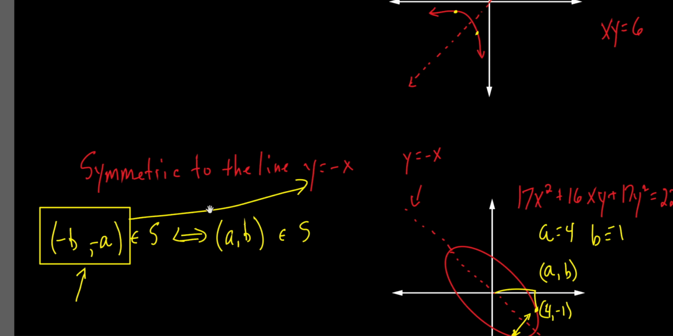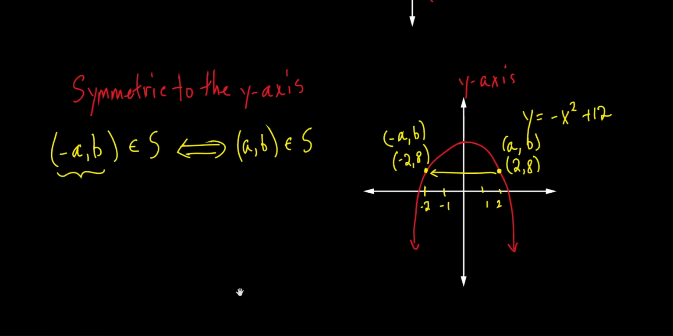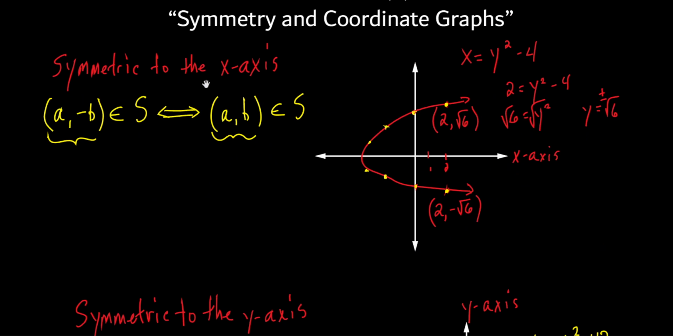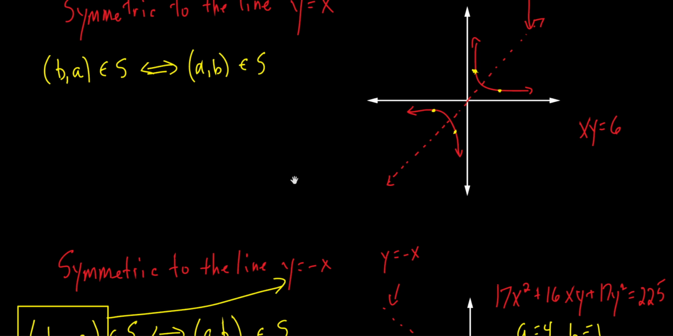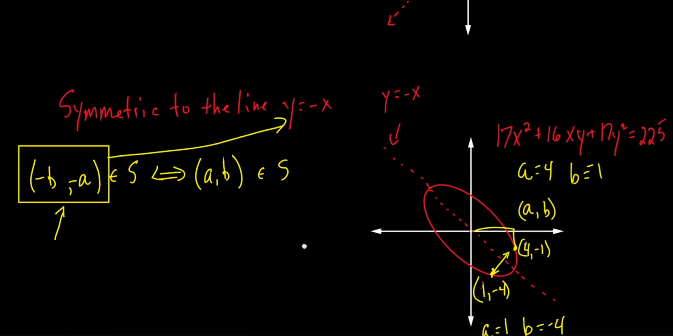But what I said right here about this and this going together, that's really what you want to take from today. Just make sure that BA goes with y equals x. Make sure negative AB goes with symmetric to the y-axis, and A negative B goes with symmetric to the x-axis. That's really what we want to see right here. Right, negative B, negative A is symmetric to the line y equals negative x. So if you know that, you should be good to go.